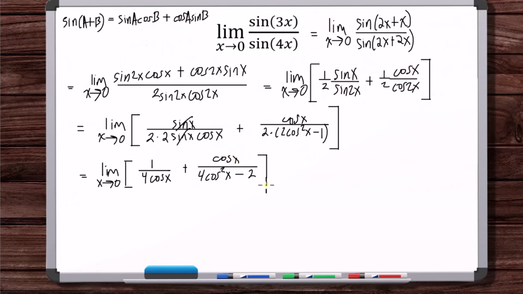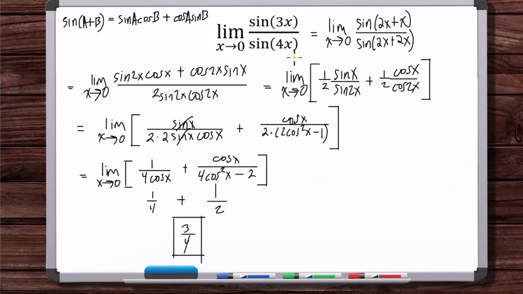All right. But now we can go ahead and input the limit point. So cosine of 0 is 1, so this goes to 1/4. Cosine squared of 0 is 1, so the denominator here goes to 4 minus 2, and the numerator, cosine of 0, is 1. So 1/4 plus 1/2 is 3/4. And that's the limit.